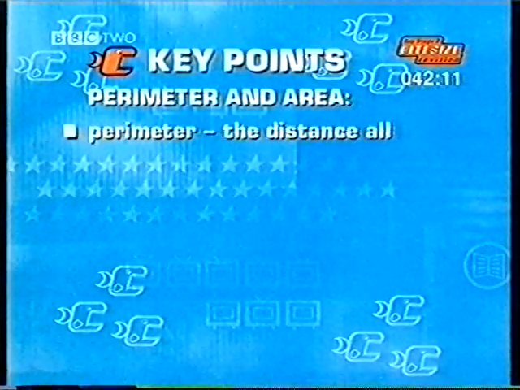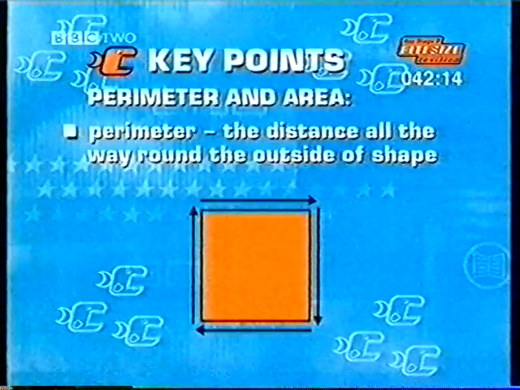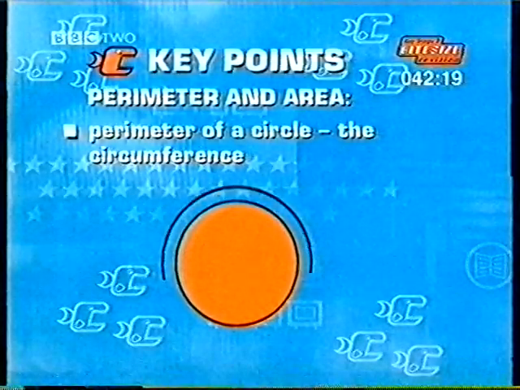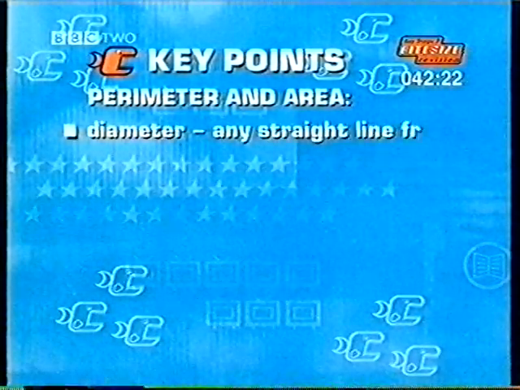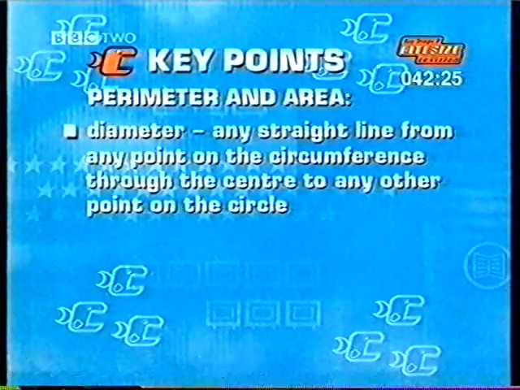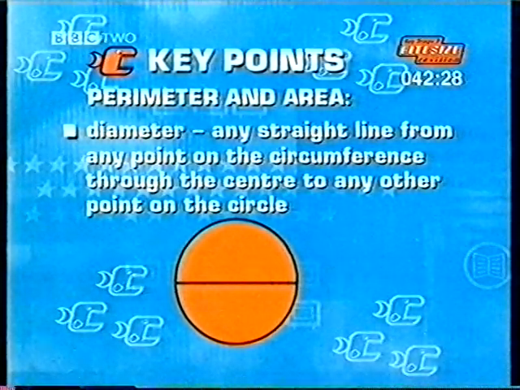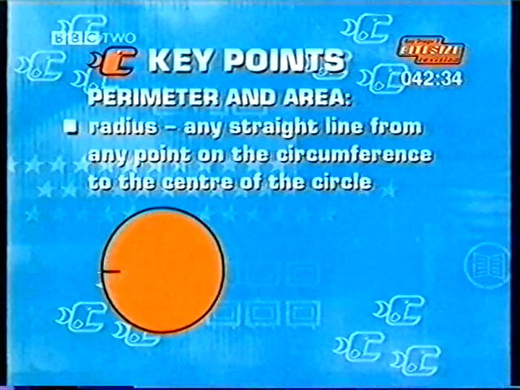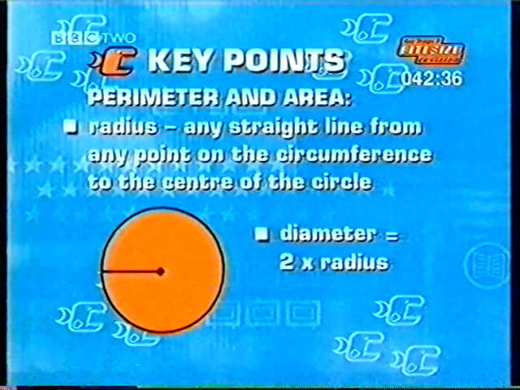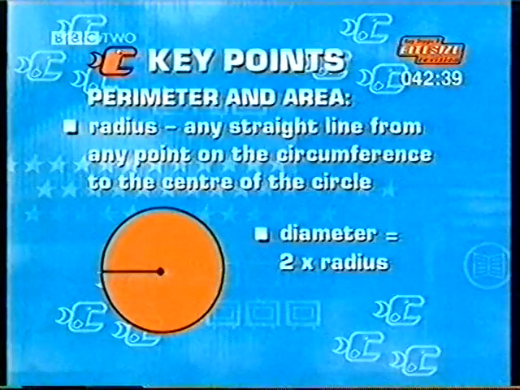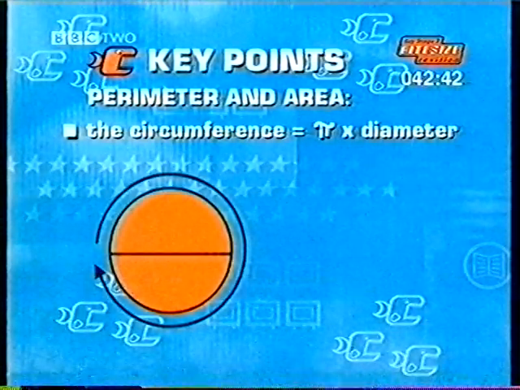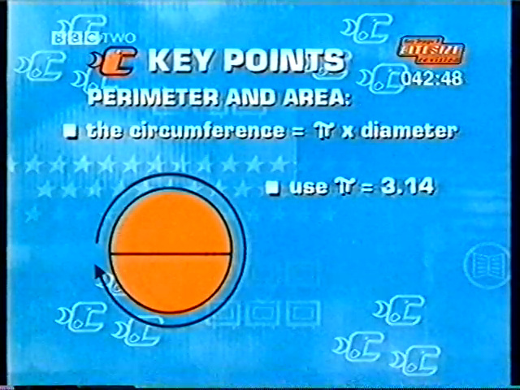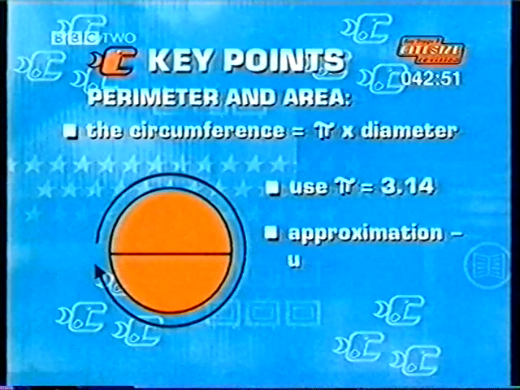Okay, let's summarise what we've done so far. The perimeter of a flat shape is the distance all the way around the outside of the shape. The perimeter of a circle is called the circumference. The diameter is any straight line from any point on the circumference through the centre to any other point on the circle. The radius is any straight line from any point on the circumference to the centre of the circle. Diameter equals 2 multiplied by the radius. The circumference equals pi times diameter. Unless told otherwise, round pi to 3.14. But if a question asks for an approximate circumference, then you can round pi to 3.